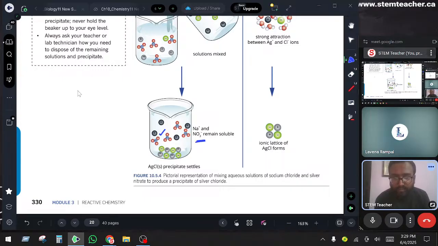Here AgCl will be formed on the downside. So this is your AgCl, and the remaining Na+ ion and NO3- ion remain soluble. And this is your precipitate, AgCl.